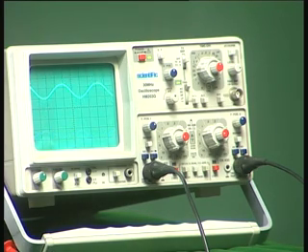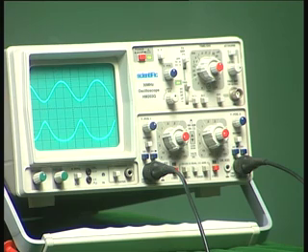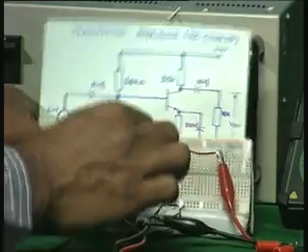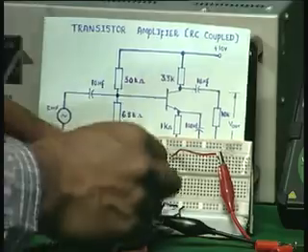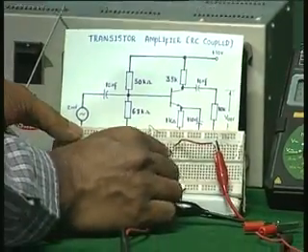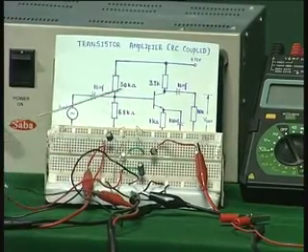If I increase the input signal, the output signal also increases, but there is also a distortion here. You can see it is not an exact sine wave. Now what I will do is I will change one of the resistors with a potentiometer and then try to see what happens. That is, I am removing the RE, the emitter resistance, and replacing it with a potentiometer. It is a 10 kilo ohm potentiometer.